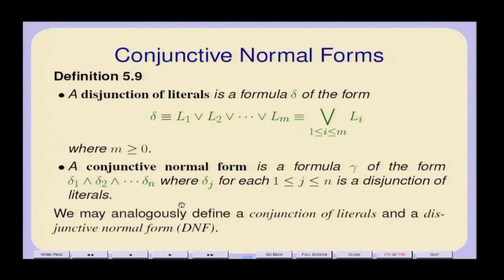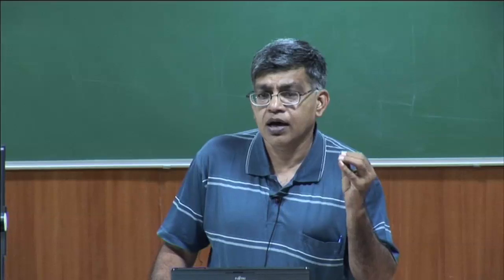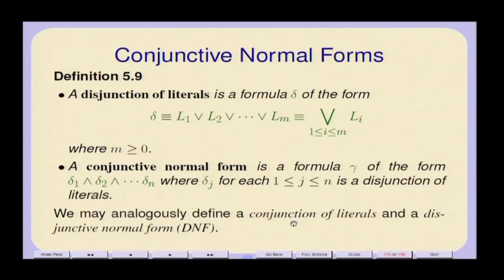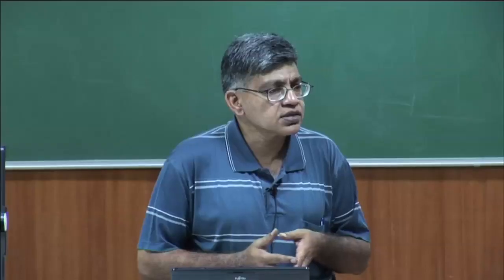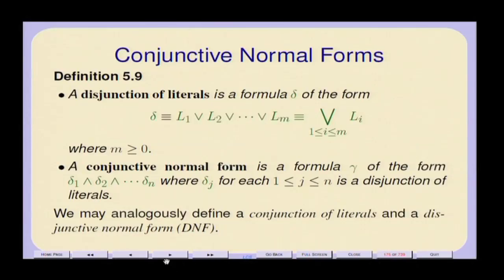I get a conjunctive normal form, which is essentially what you learnt in hardware, it will come out as a product of sums form. So, analogously we can define a conjunction of literals and a disjunction of conjuncts, and that would be what is known as a disjunctive normal form, which in your hardware circuits you came across as sum of products form. But we will call them CNF and DNF, conjunctive normal form and disjunctive normal form.